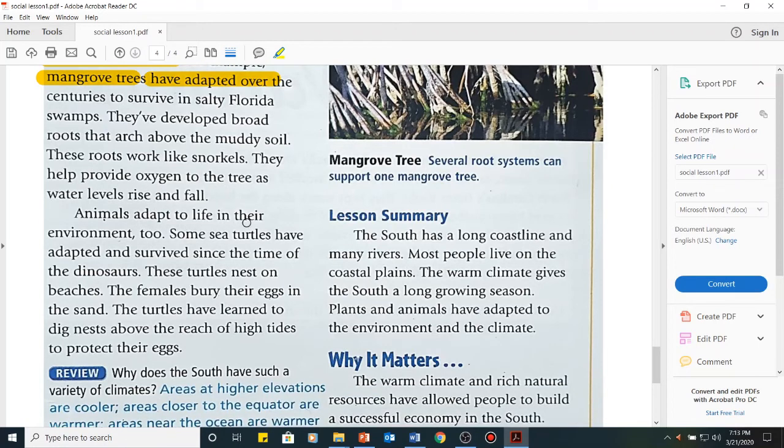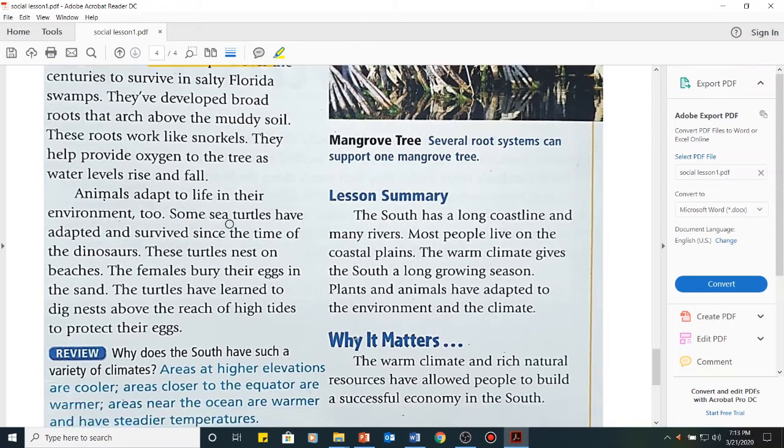Animals adapt to life in their environment too. Some sea turtles have adapted and survived since the time of the dinosaurs. These turtles nest on beaches. The females bury their eggs in the sand. The turtles have learned to dig nests above the reach of high tides to protect their eggs.